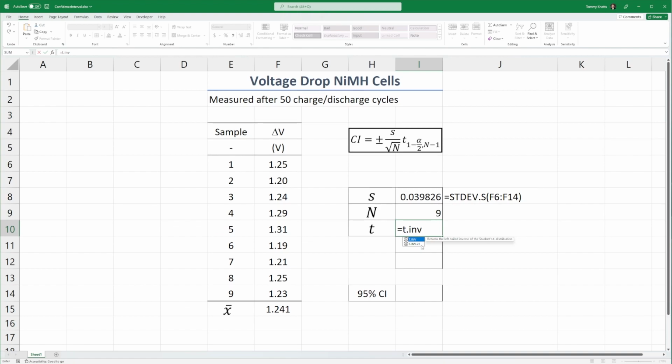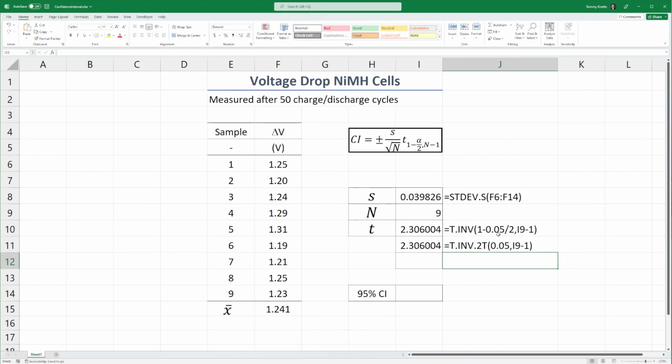Using t.inv requires 1 minus alpha divided by 2 as the so-called probability. The degrees of freedom is the number of points minus 1, which in this case is 8. Using t.inv.2t requires alpha as the so-called probability. The degrees of freedom is again n minus 1.